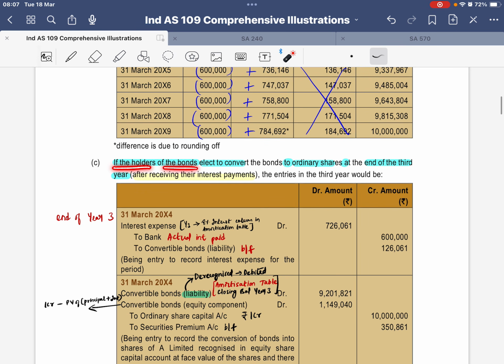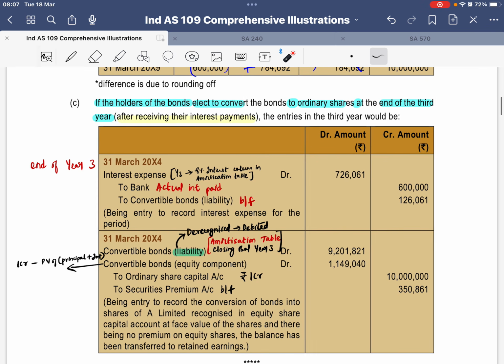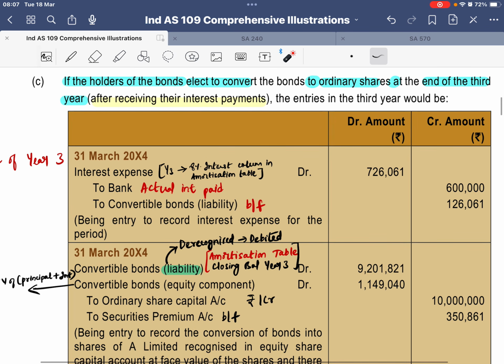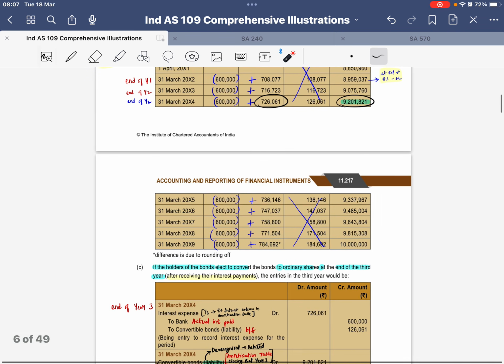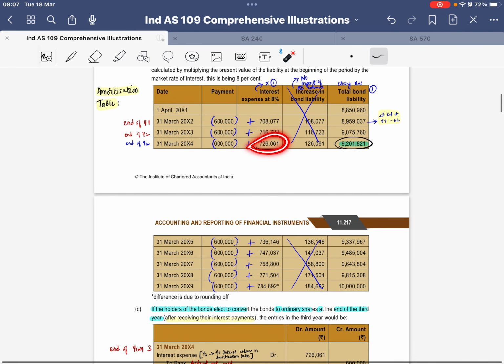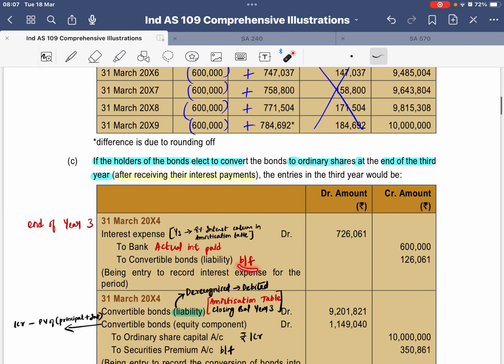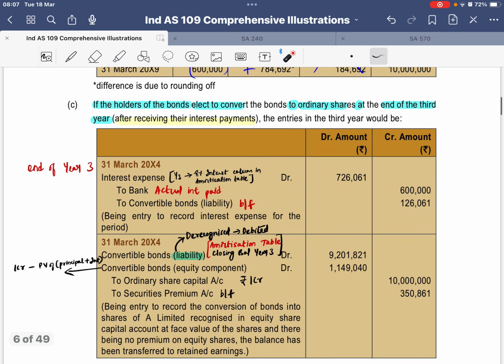If holders of the bonds elect to convert to ordinary shares at end of third year after receiving their interest payments. At end of year 3, interest expense is from the year 3, 8% interest column in the amortization table. To bank, actual interest paid. To convertible bonds, balancing figure.